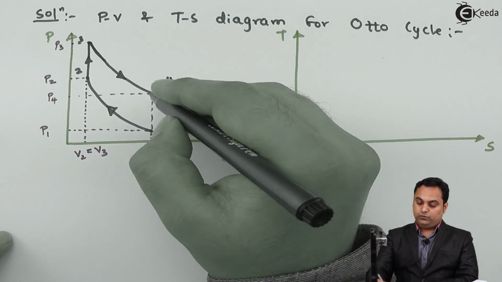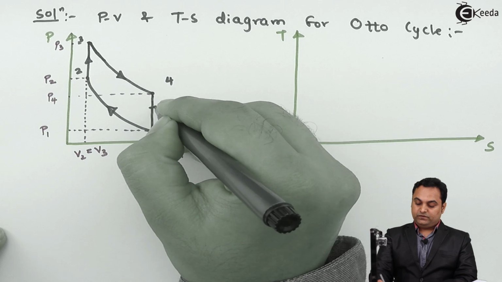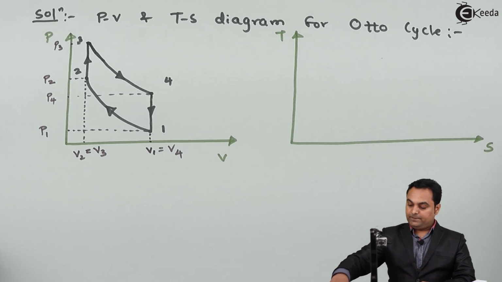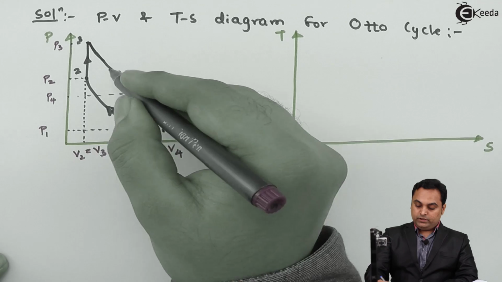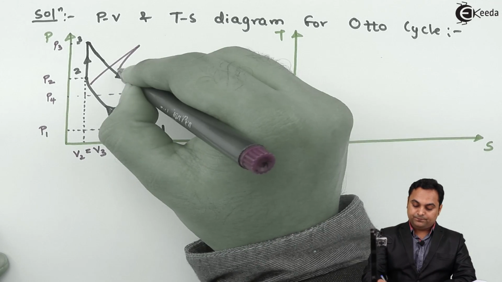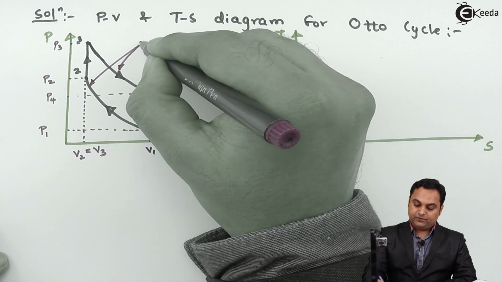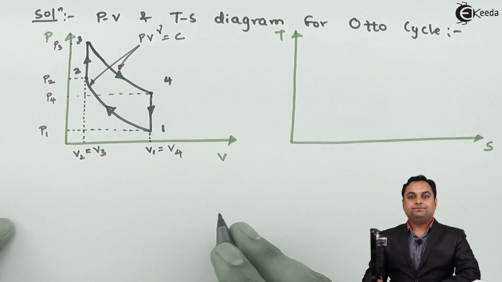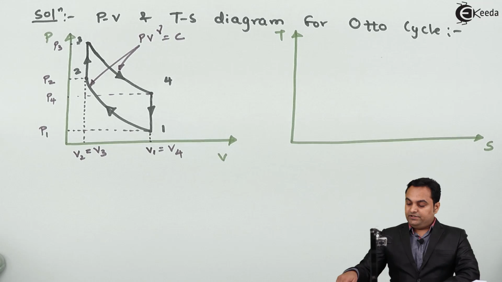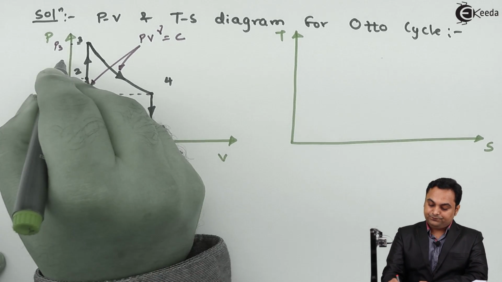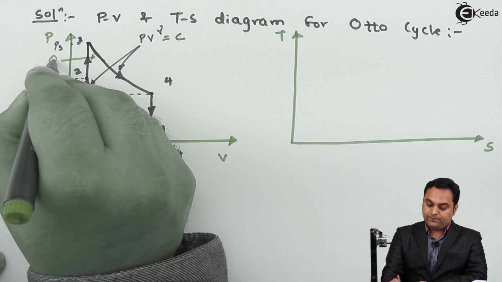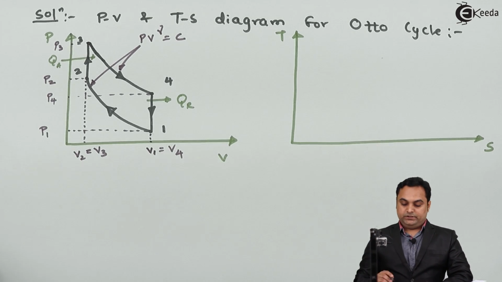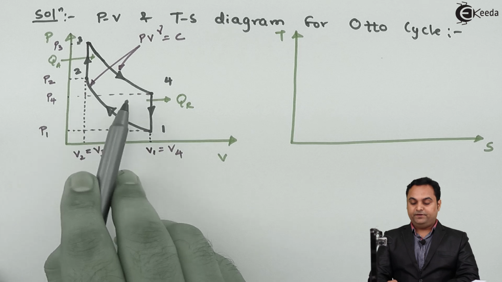Then process 4 to 1 is constant volume heat rejection. V1 is equal to V4. So here I'll mark that process 1 to 2 and process 3 to 4 are both reversible adiabatic processes. It is given by the law PV raised to gamma is equal to constant. Then during process 2 to 3, the heat is added, so it is QA. 4 to 1, heat has been rejected, so it is QR. Now here I have denoted the processes on PV diagram.